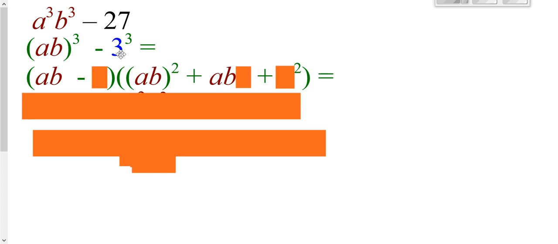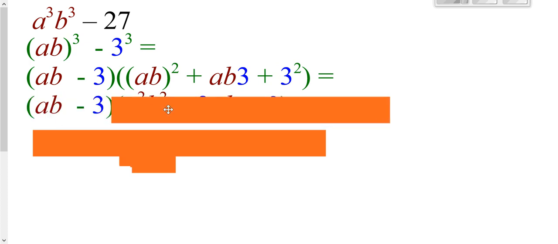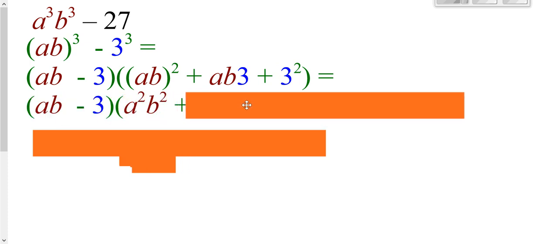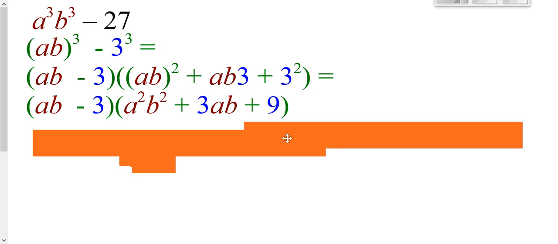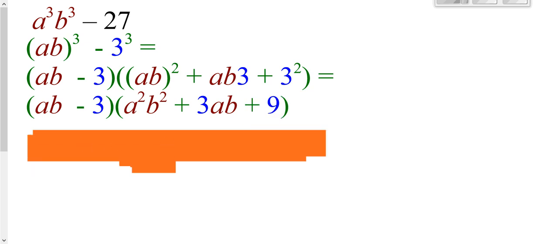What's being cubed at the end is a 3, so we replace each one of your triangles in your formulas with a 3. And then you want to just do a little bit of simplifying. Nothing in the first parenthesis, you get a squared b squared, then put your 3 in front of your ab, and then you square your 3, you get 9.